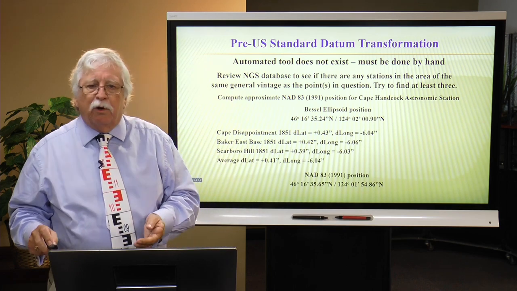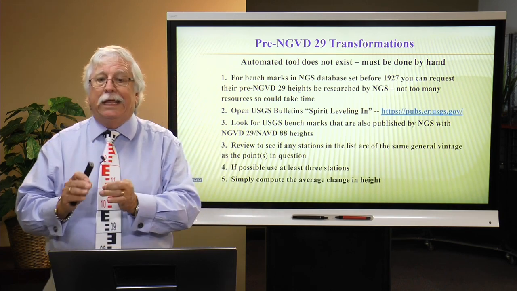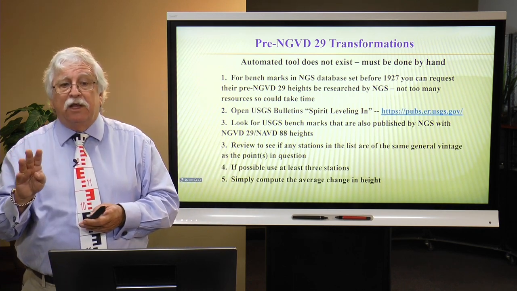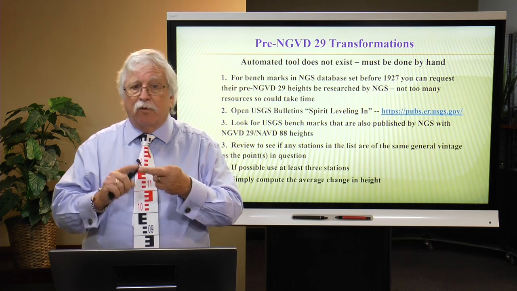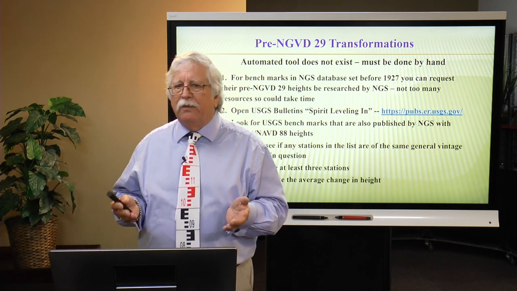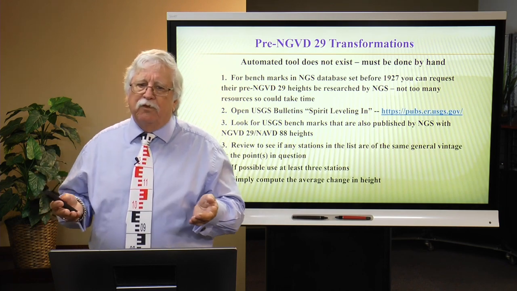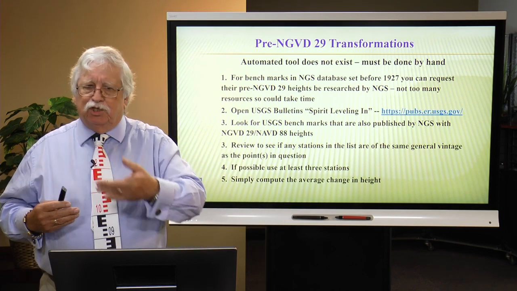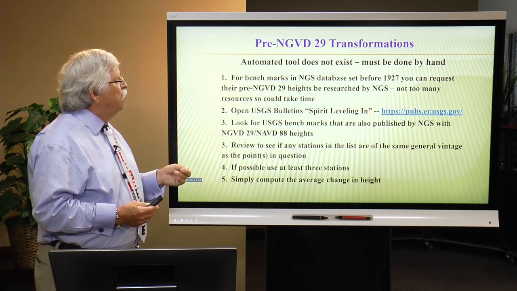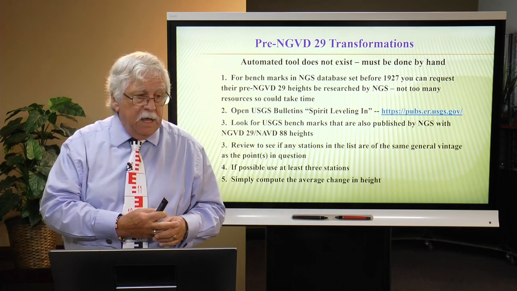There's a very similar approach on the vertical side as well, because there are no transformation tools for pre-NGVD-29, and there are four vertical datums in the United States before NGVD-29: the first, second, third, and fourth general adjustment. Again, these don't come up all that often, but occasionally when they do, and people call NGS, there's no tool. You have to be able to perform this by yourself. So, again, a simple cheat sheet, if you will, to go through this. You can get NGS to hopefully do some research. Now, the benchmarks that were part of those vertical datums, they're published.